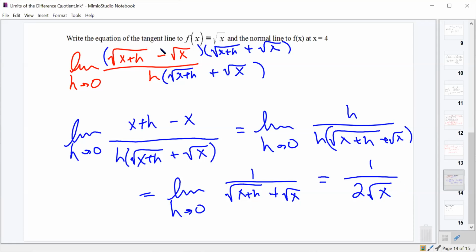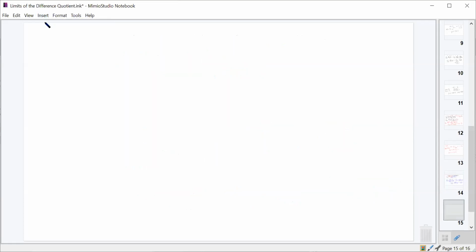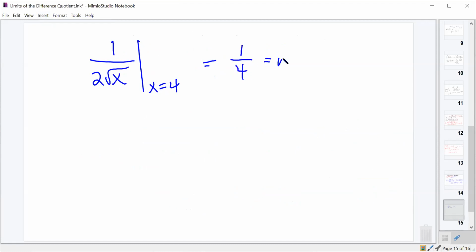We want the tangent line and the normal line. So the derivative should be able to give us the slope, and we're doing this at 4. So 1 over 2 root x evaluated at x equals 4 should be the slope of our tangent line, which is 1/4. And so what should the slope of the normal line be? -4.